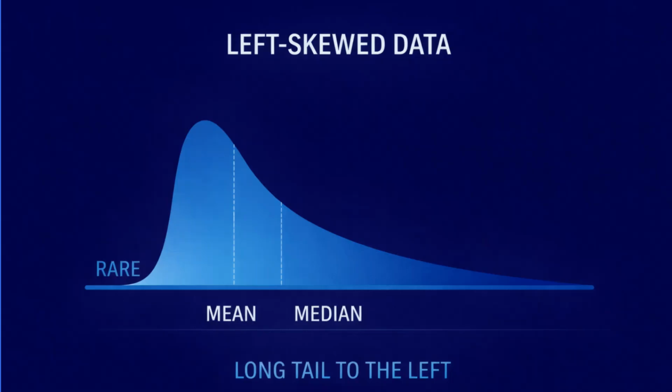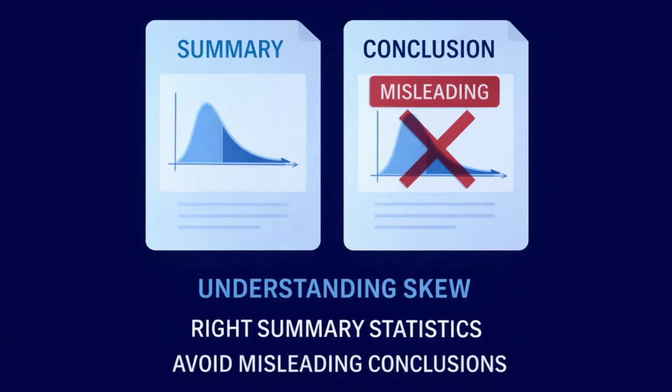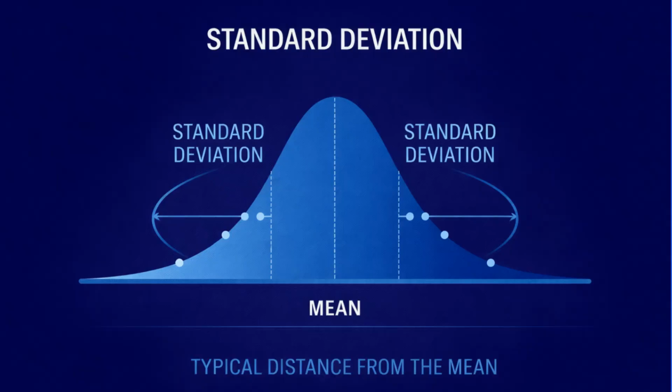Left-skewed data have a long tail to the left. This might happen with scores on an easy exam, where most students score high and only a few score low. In left-skewed data, the mean is less than the median. Understanding skew helps you choose the right summary statistics and avoid misleading conclusions. Another important idea is standard deviation. You will calculate standard deviation using StatCrunch, not by hand.